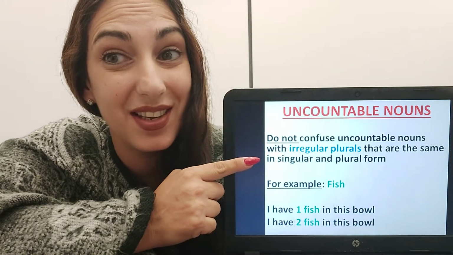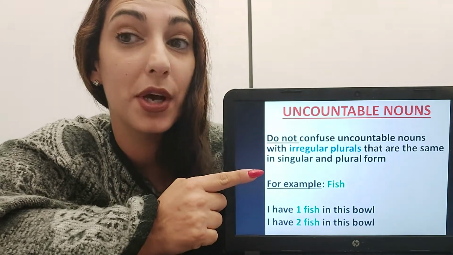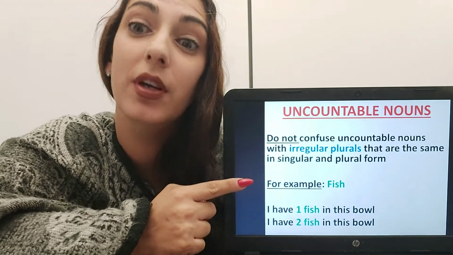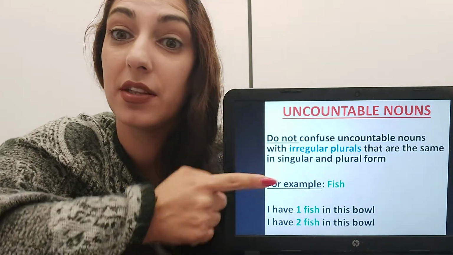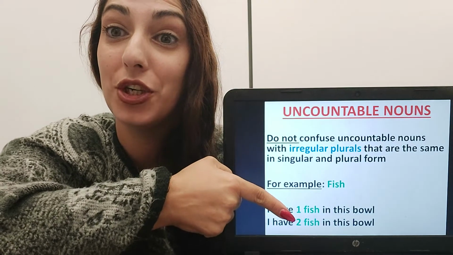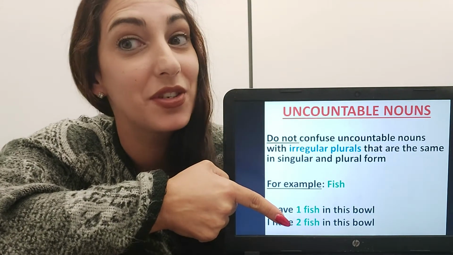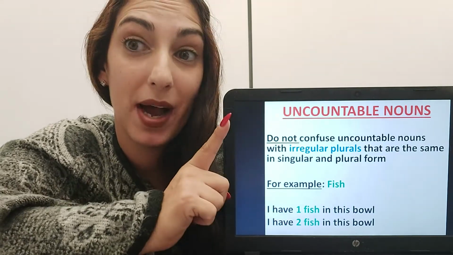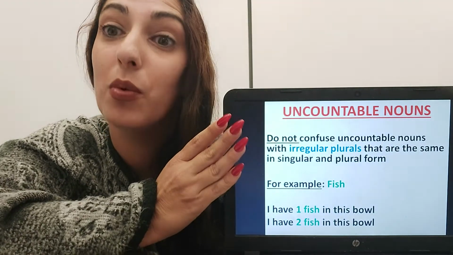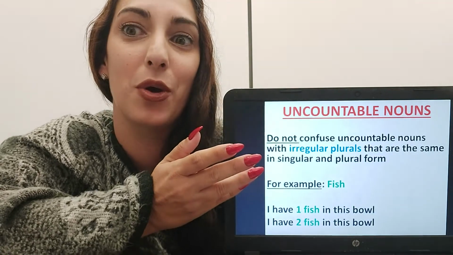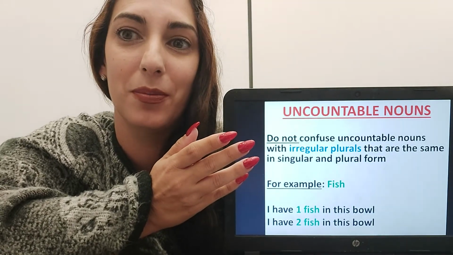Let's continue. Now, first of all, I don't want you to confuse uncountable nouns with irregular plurals that are the same in singular and plural form. A classic example of an irregular plural is the word fish. I can say 1 fish, 2 fish, but it's countable, even though the singular and plural form is the same. But the word money, for example, is uncountable. So there is no plural form. Not even the same word can be used in plural form.